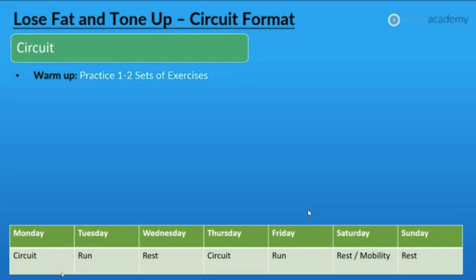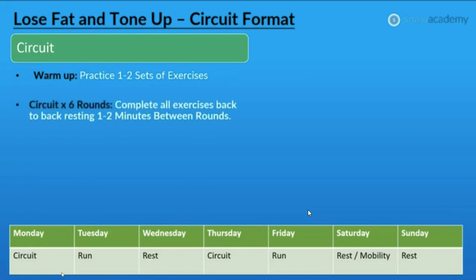It might take 10 minutes doing that. Just activate the muscles that you're going to activate in the circuit. Okay? Then we're just going to get straight into the circuit, guys. So the circuit might be complete 6 rounds of, say, 4 exercises back to back, resting 1 to 2 minutes between rounds. Alright? So that's a circuit.